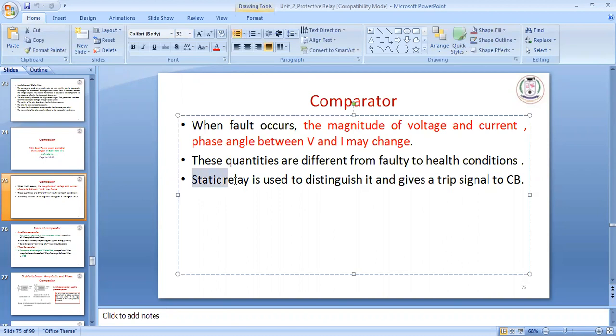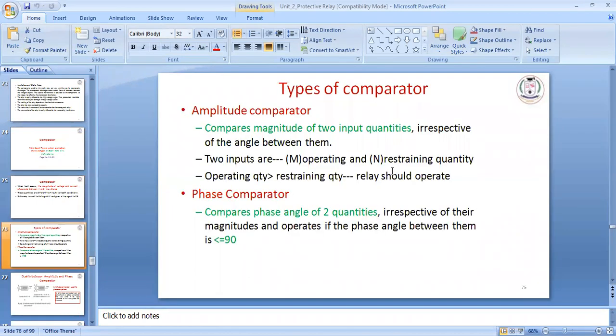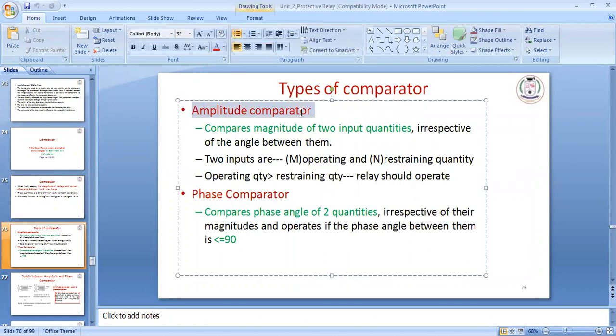So the main thing, the static relay is used to distinguish it and gives a trip signal to the circuit breaker. Various types of comparators are available. One is the amplitude comparator, the other one is the phase comparator.